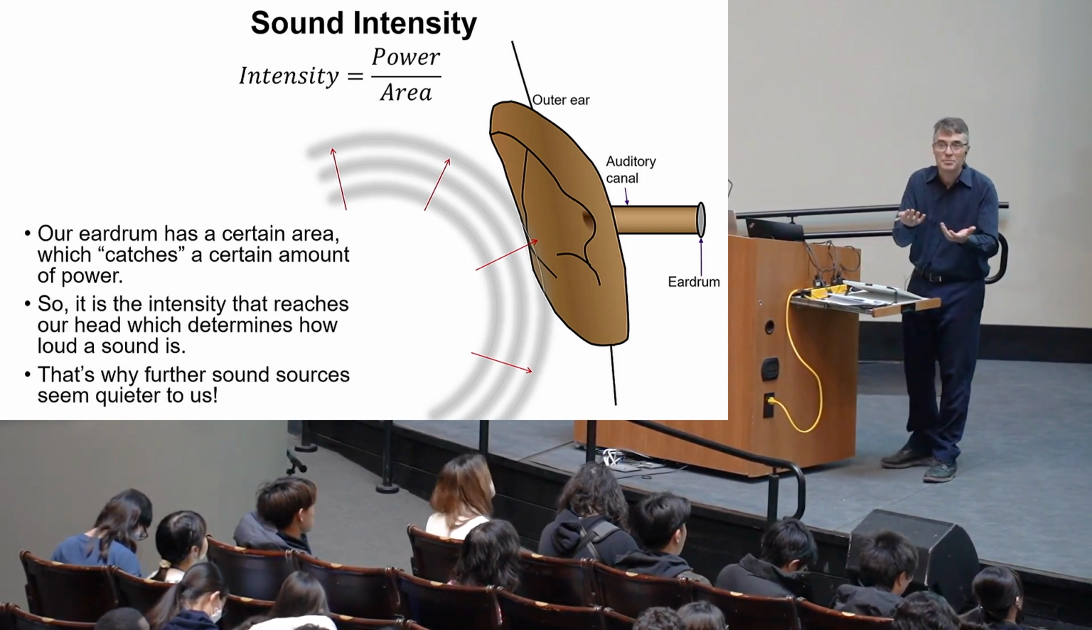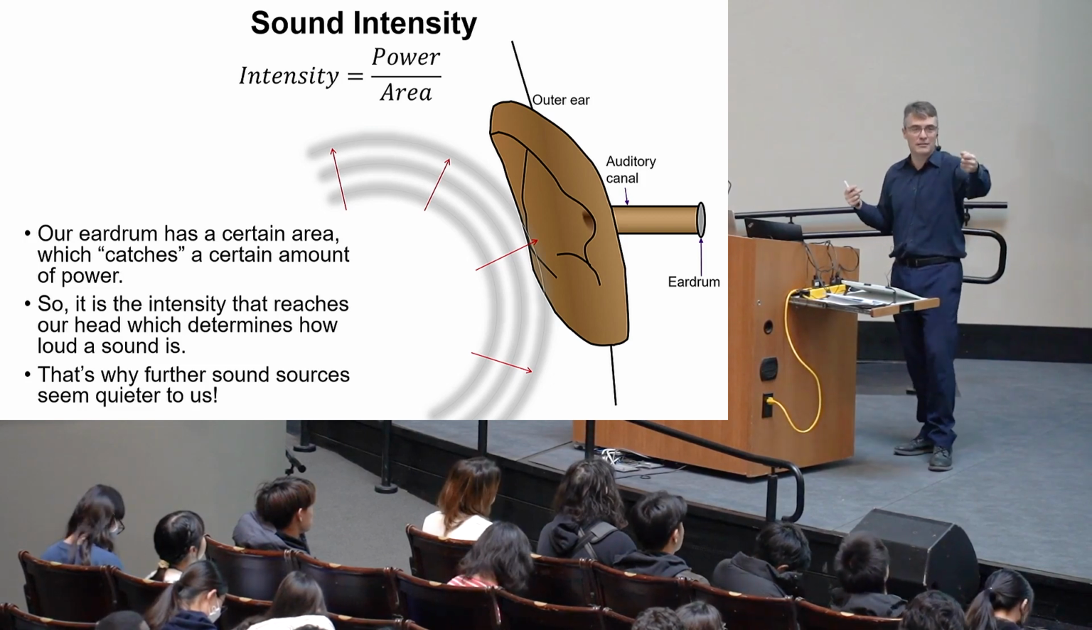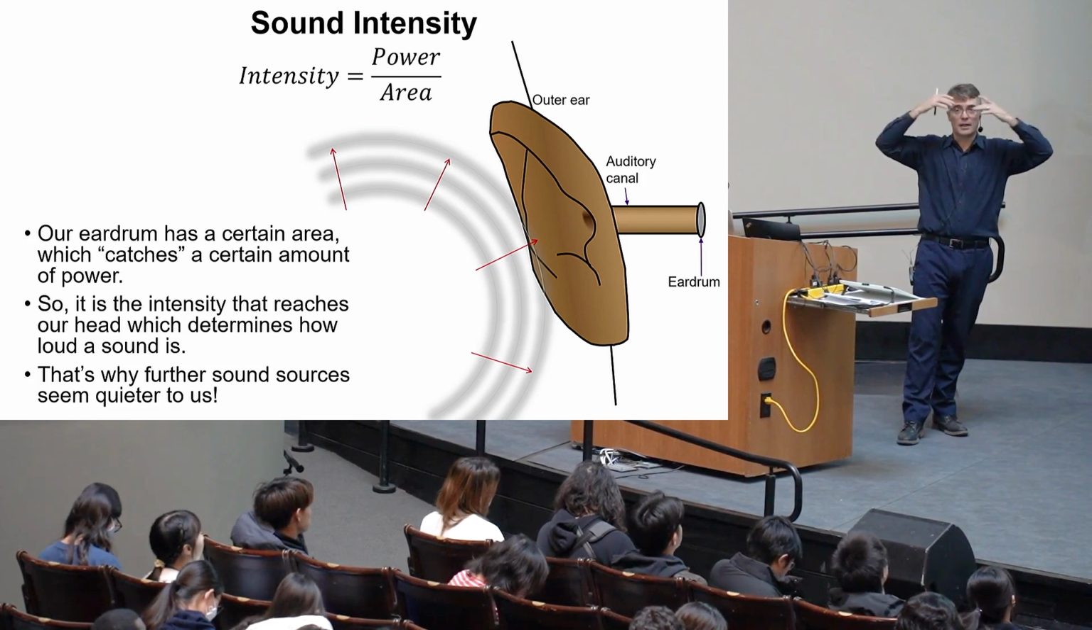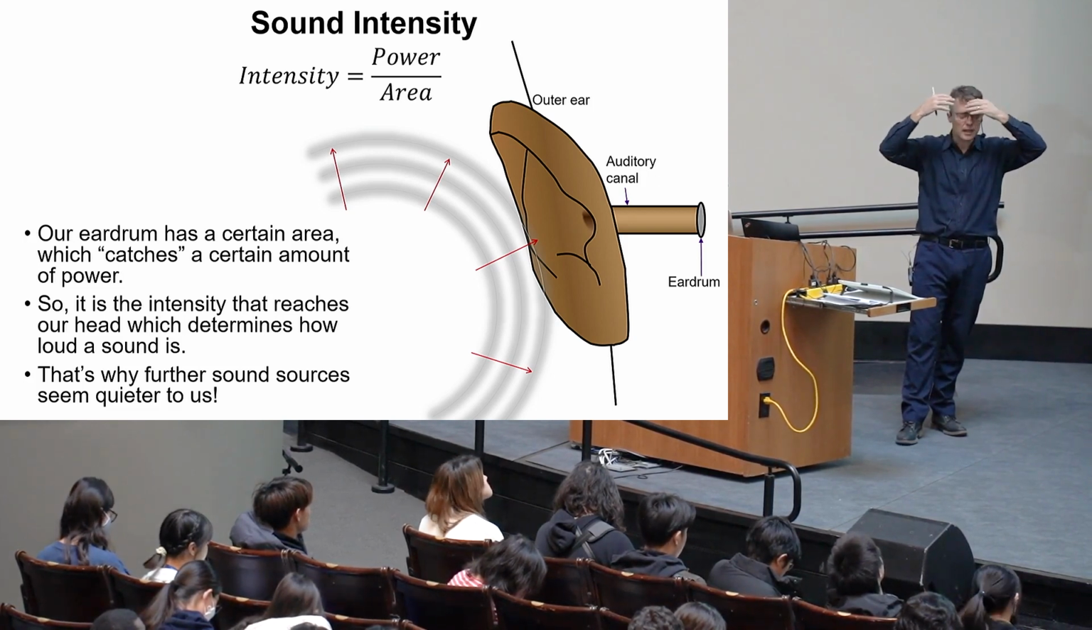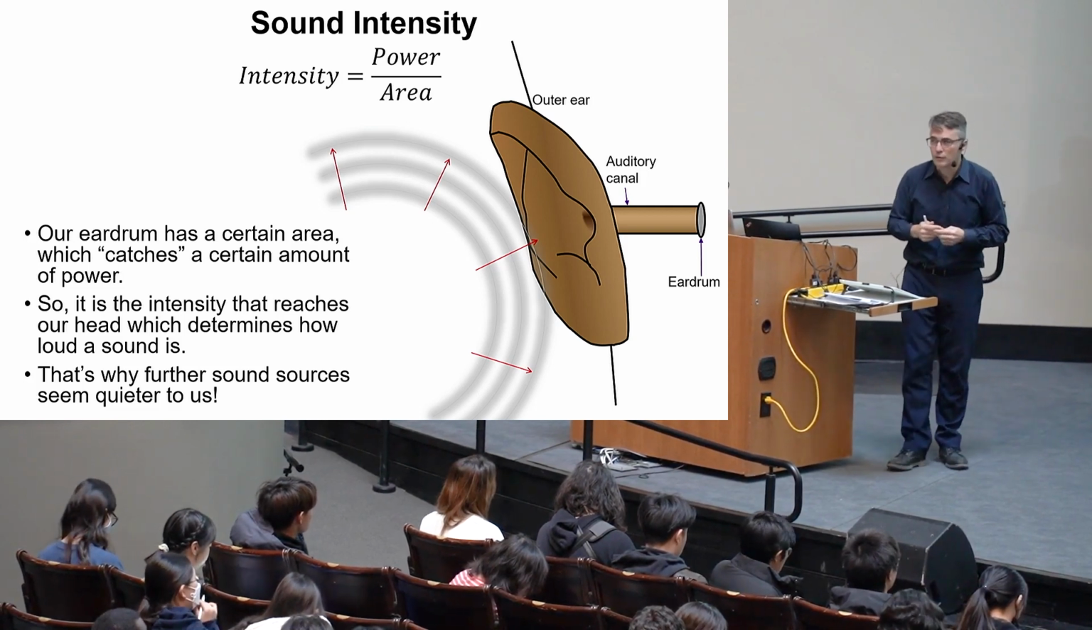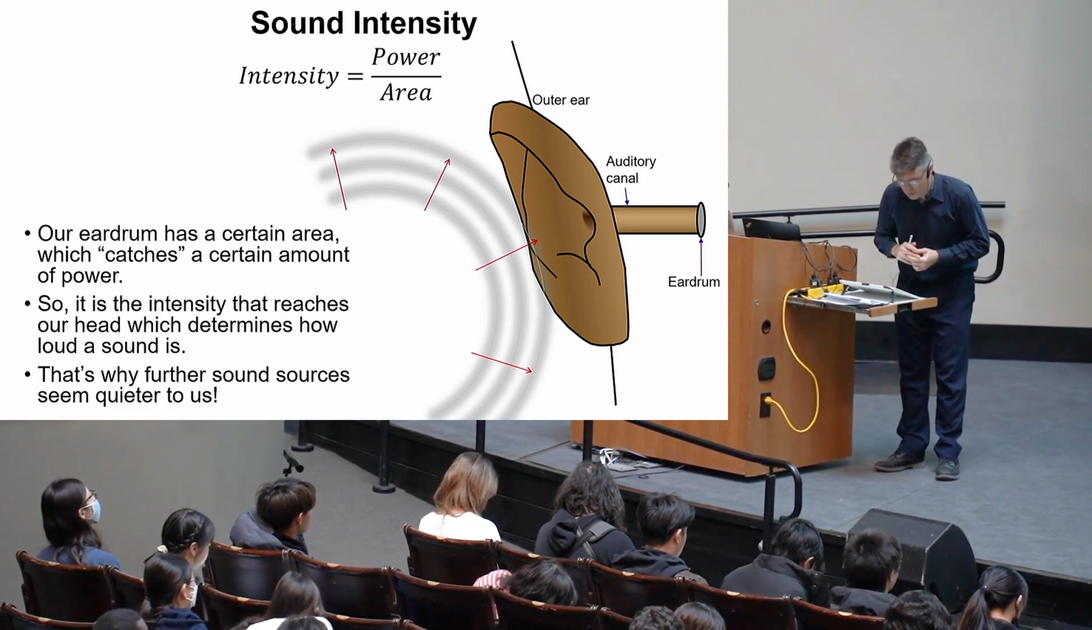It's also why things seem less bright. If you have a candle on the other side of the lake, the energy in the light wave that's traveled out gets spread over a bigger sphere. Okay? So there's a 1/r squared law for intensity of a lot of different sources like this.